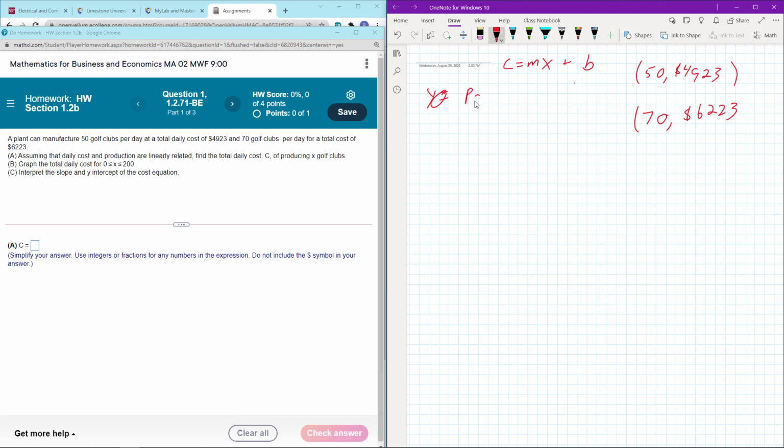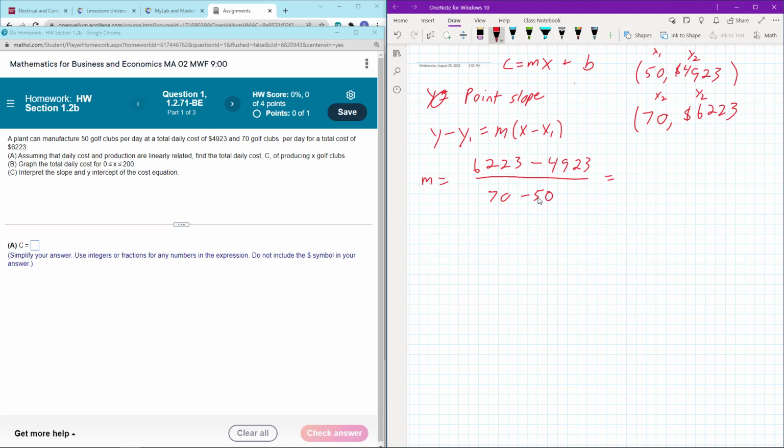The point slope form, so we will have y minus y1 is equal to m times x minus x1. So we're going to need to compute m. Okay, so then we can use these 2 points to compute m. Remember, this can be point 1, so this would be x1, y1, and then this would be x2, y2. Okay, now remember, from the slope formula, we have that m is equal to 6,223, y2, minus 4,923, divided by x2, which is 70, minus x1, which is 50.